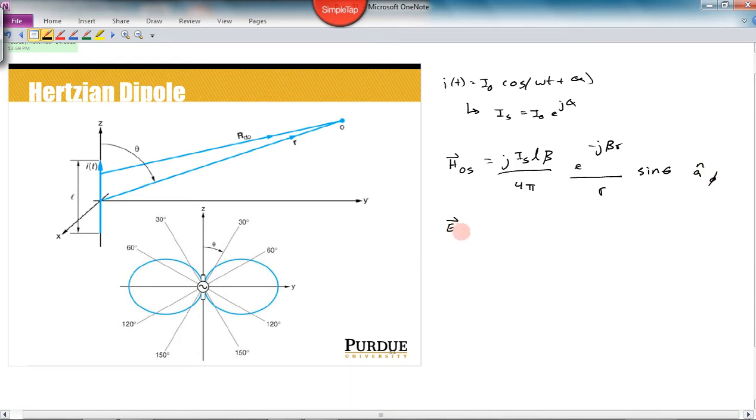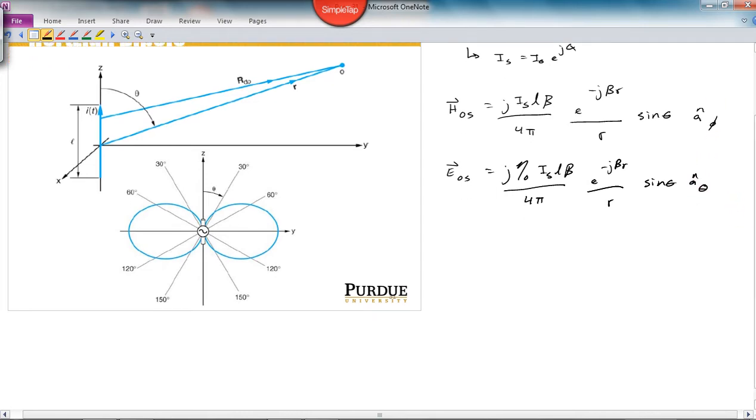The equation for electric field strength in its phasor form at a position O in space is very similar. It's j times eta0 I0 times L times beta divided by 4 pi, e to the minus j beta r over r, sine of theta, in the a hat direction. And this time it's theta.